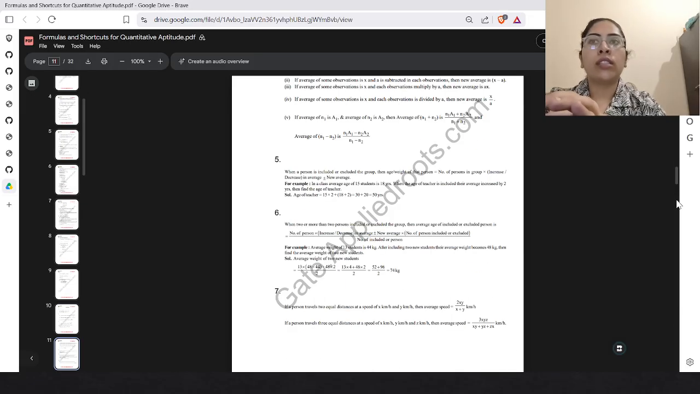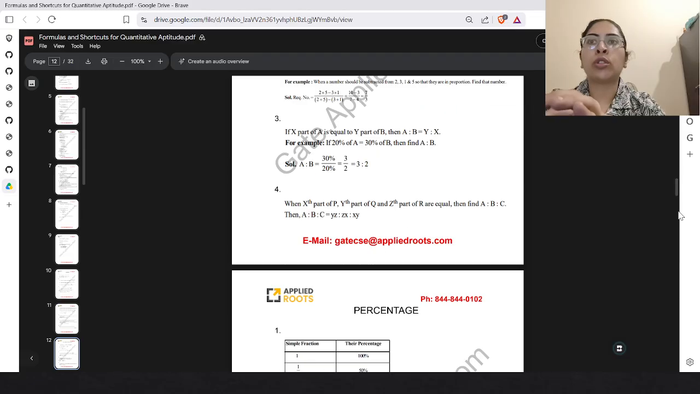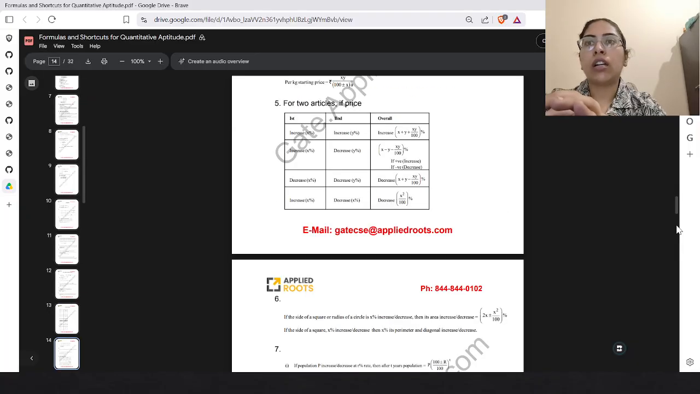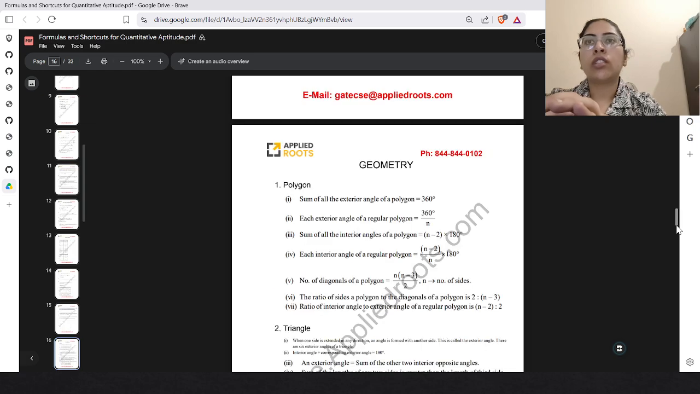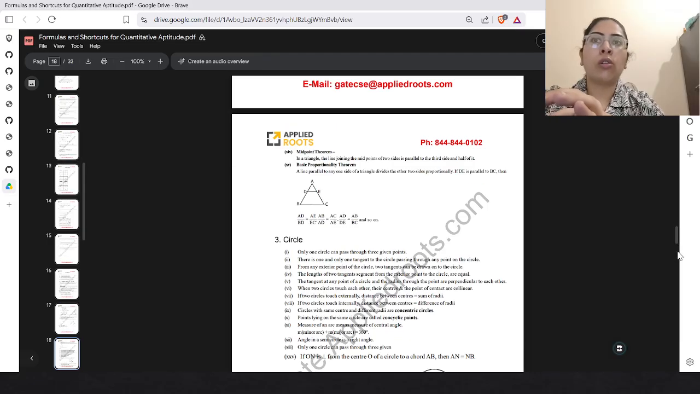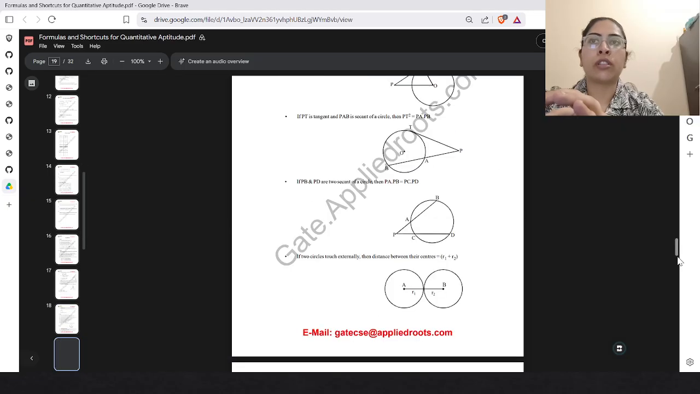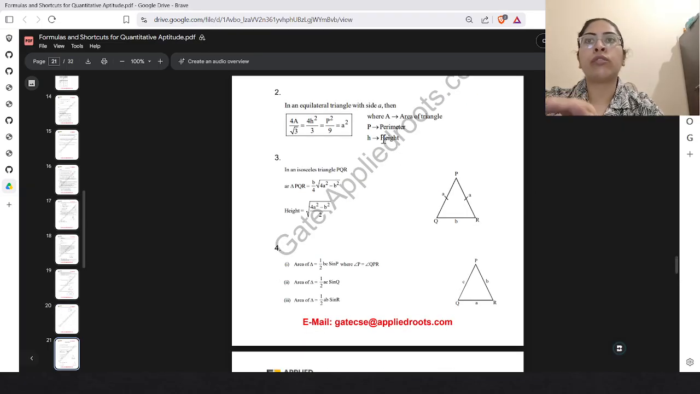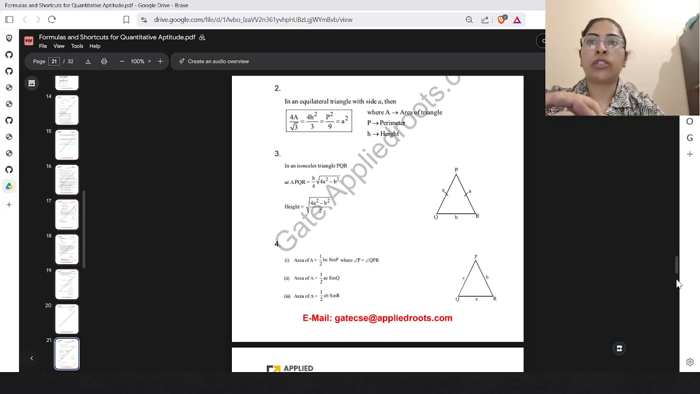Okay, so these are the Applied Roots notes: ratio and proportion, percentages, then geometry, all the formulas: sum of all exterior angles of polygons, exterior angle of regular polygons, number of diagonals, triangles, all formulas of geometry are mentioned here. So this is also very useful for your preparation. This way you can use these notes, mensuration formulas. Everything is mentioned.